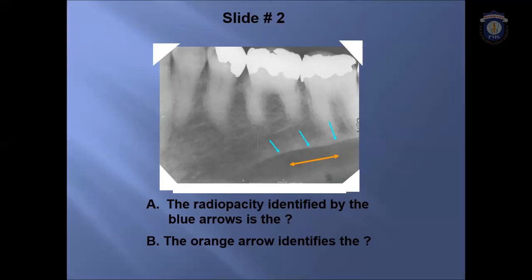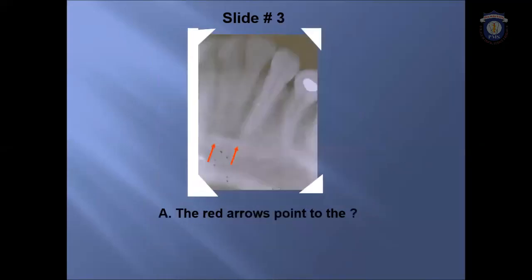And what about the orange arrows? What do they indicate? The orange arrows indicate the path of the mandibular canal. Coming to slide number 3, what do the red arrows indicate? The red arrows point towards a portion of the mental ridge, and you can see that it is starting from the mandibular midline region and extending both to the right and left sides of the body of the mandible.